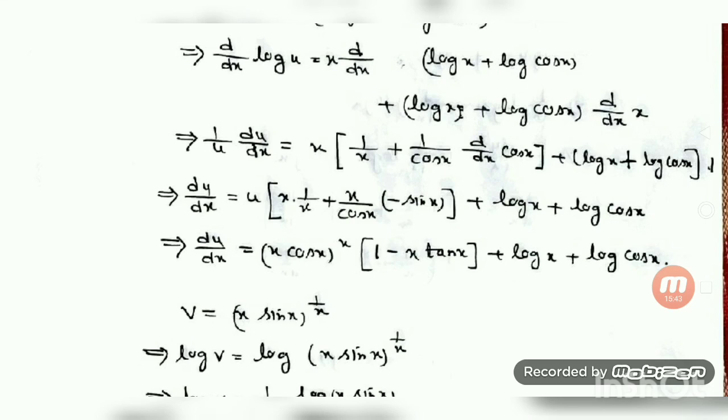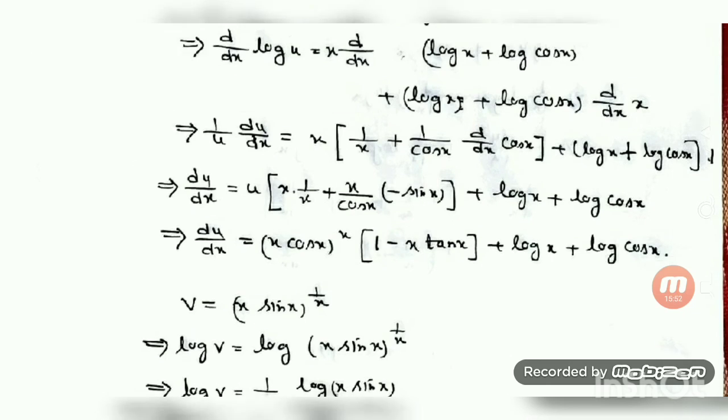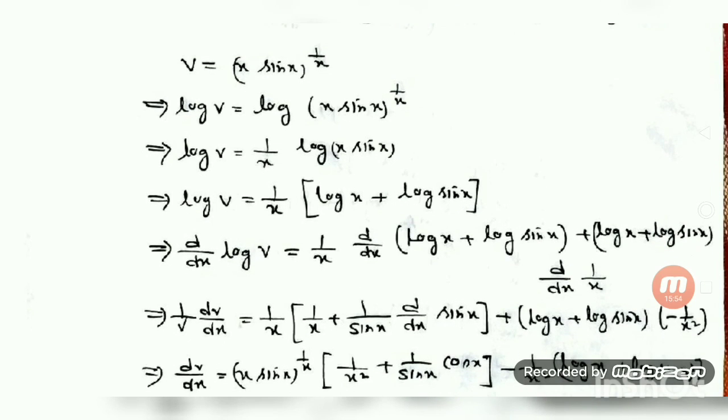After this our aim is to get the value of dv/dx. So I consider v. What is your v? v = (x sin x)^(1/x). Taking logarithm as in the previous one, here also the power is variable. Then I get log v = log (x sin x)^(1/x). The power can be written as a product: log v = (1/x) log(x sin x). I can do one more simplification step: (1/x)(log x + log sin x), since the log of a product can be written as a sum.